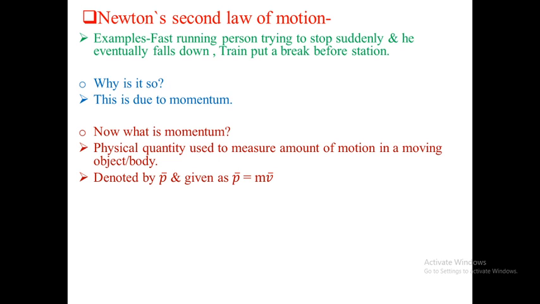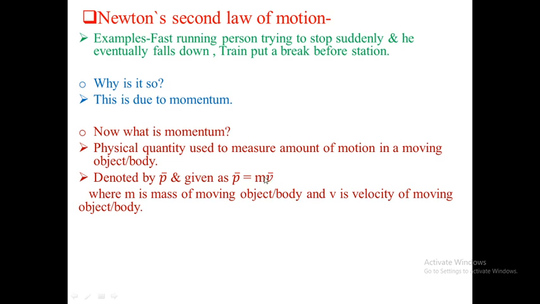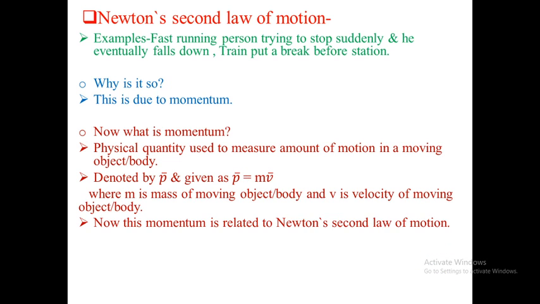This means momentum will have magnitude as well as direction. So momentum is taken as small p bar, and its formula is p bar equals m into v bar. m is nothing but the mass of the object, and v bar is the velocity of the object. Again, here there is a bar over the v because velocity is a vector quantity, and because of this our momentum is also a vector quantity. So this momentum is related to Newton's second law of motion, in which you will get the answer related to these two examples that we have discussed.